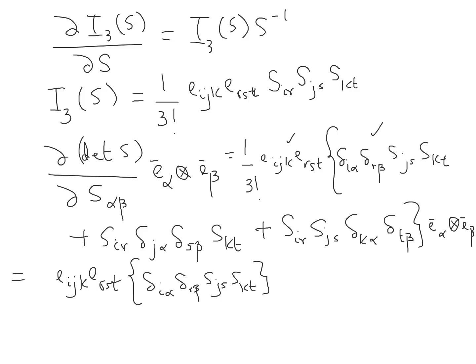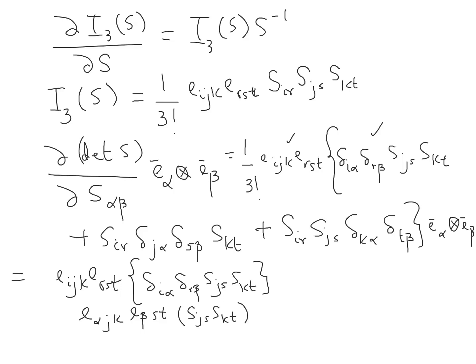So if I perform the contraction on the e_ijk and the e_rst, you see that this will give me e_alpha jk, and the first Kronecker delta will be off. And this will give me e_beta st. The second Kronecker delta will be off. And what will be left is S_js S_kt.